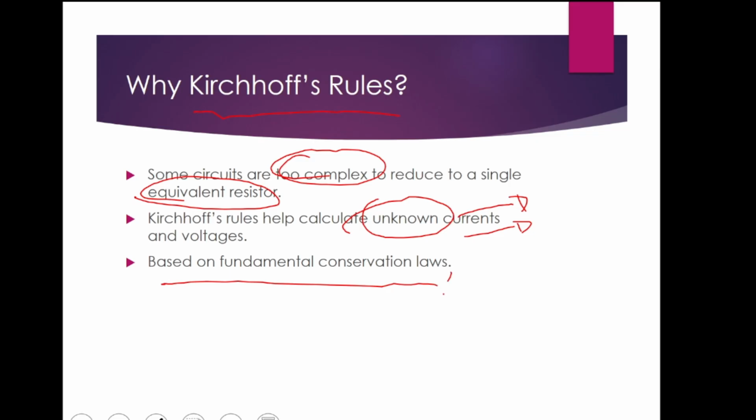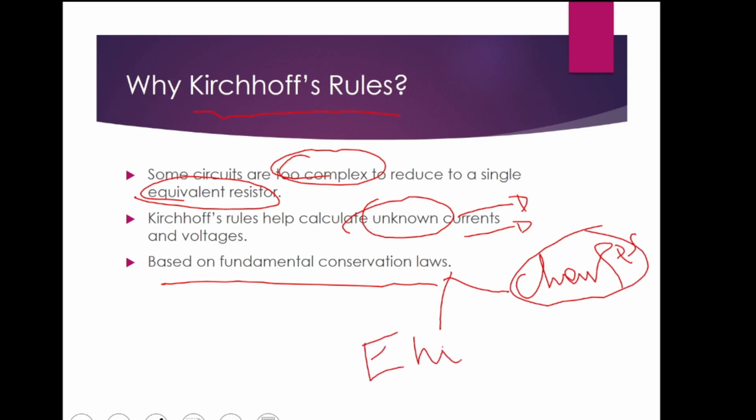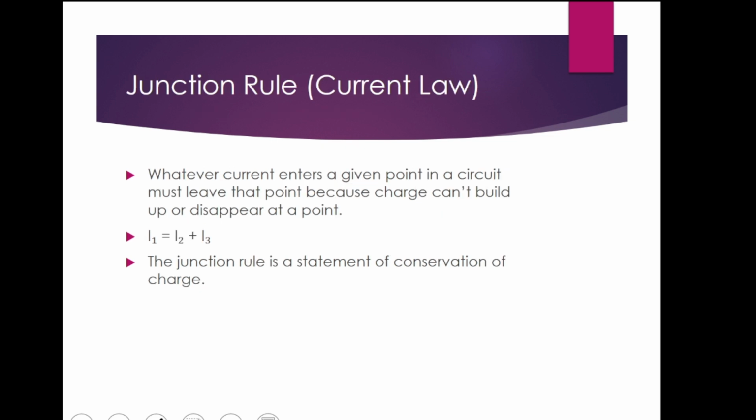There are two conservation laws used: the law of conservation of charge, which is the junction rule, and the law of conservation of energy, which we mainly refer to as the loop law. So let's dive in. The first principle is the junction rule, also called the current law, Kirchhoff's current law, or KCL.